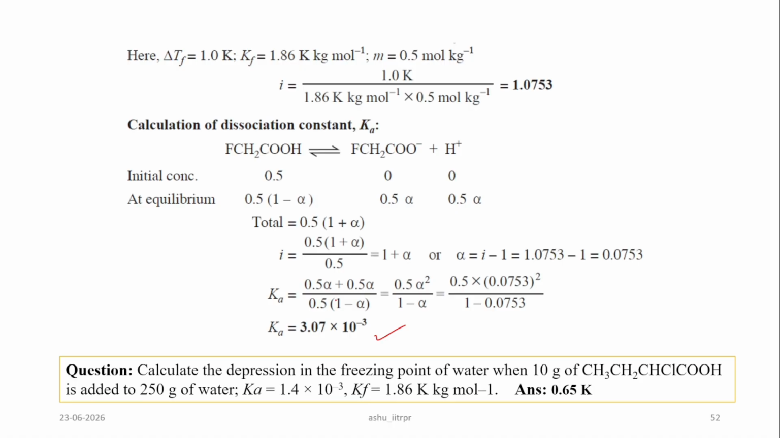Calculate the depression in freezing point of water when 10 gram of CH3CH2CHClCOOH, 2-chlorobutanoic acid, is added in 250 gram of water. Ka is given, so the equilibrium constant is given. Answer would come out to be 0.65 Kelvin. Try to solve this question. It is a similar question to this one, the same question.